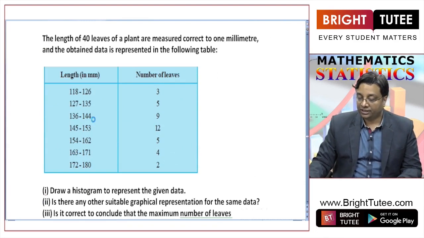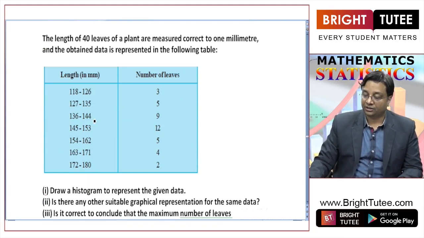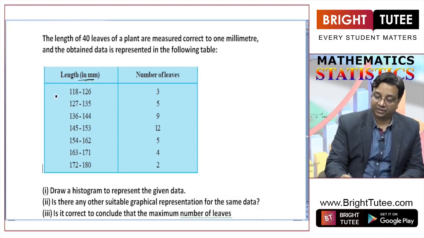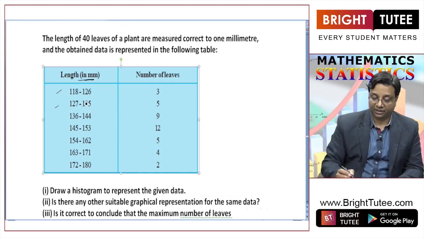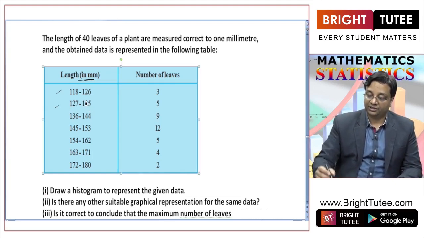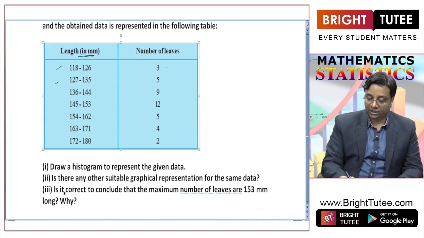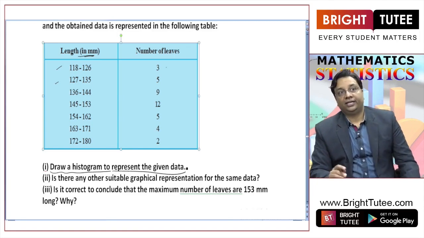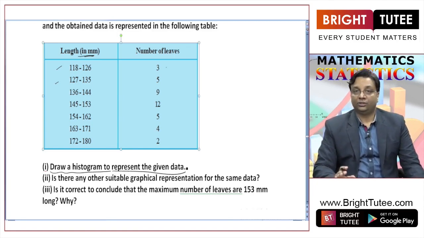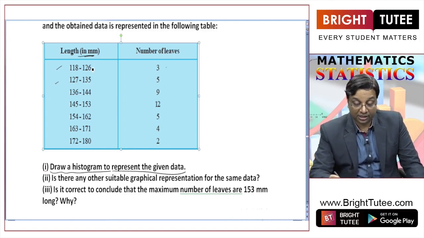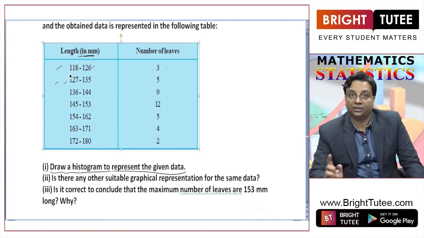The lengths of 40 leaves of a plant are measured correct to 1 millimeter, and the data obtained is represented in the following table. Lengths in millimeters are given 118 to 126, 127 to 135 and so on. Number of leaves 3, 5, 9 and so on. We need to draw a histogram to represent this given data. Now you need to take care that while drawing a histogram, we require continuous class intervals, right? And these are discontinuous class intervals, so 126 and 127, there is a gap of 1.